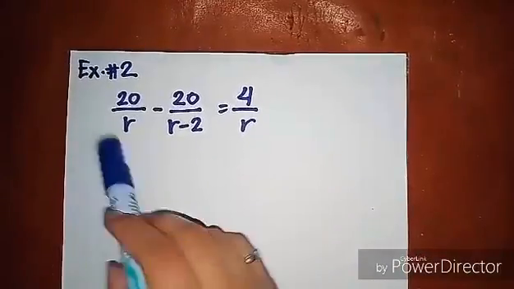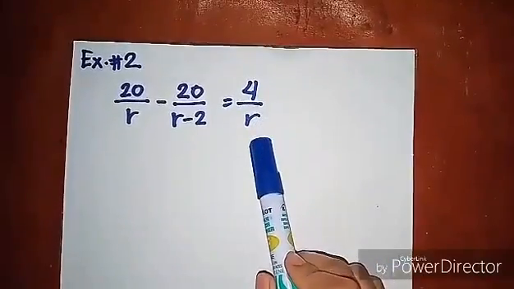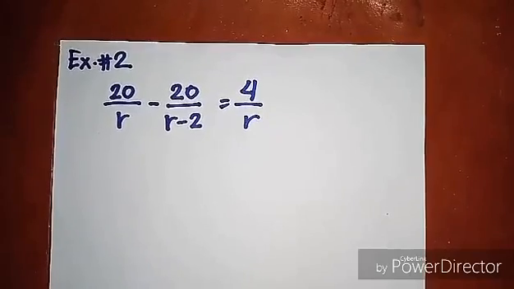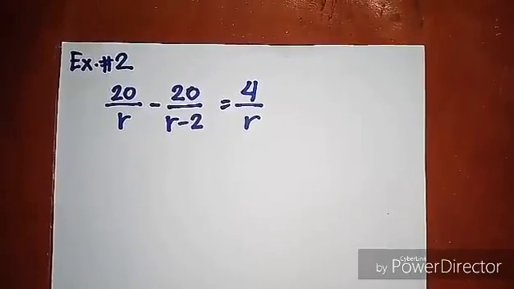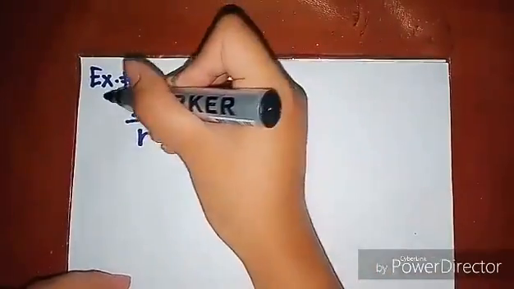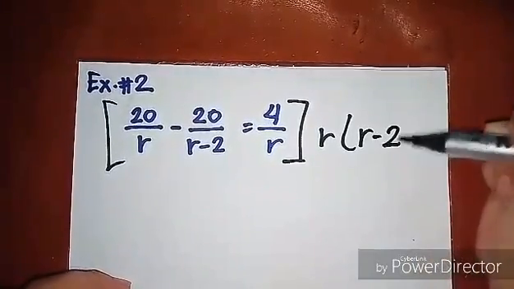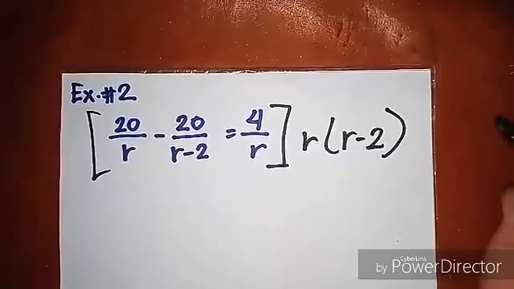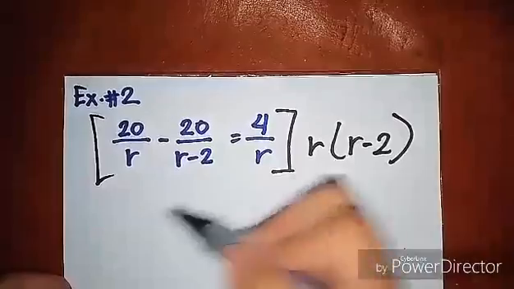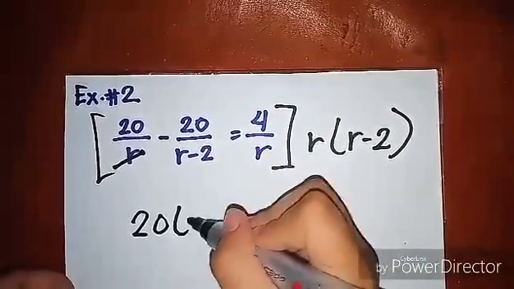Example number 2. 20 over r minus 20 over r minus 2 equals 4 over r. To find r, first is to find the LCM. So the LCM is r times r minus 2. Multiply both sides by r times r minus 2. 20 over r times r minus 2. 20 over r times r, cancel out r. 20 r minus 2.